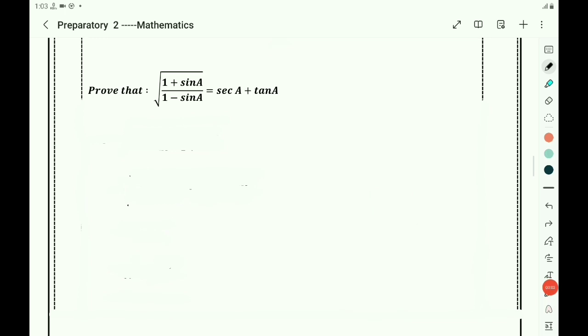Or question of the same question, prove that whole root 1 plus sin A by 1 minus sin A equals secant A plus tan A. Write the LHS. LHS equals whole root 1 plus sin A by 1 minus sin A.